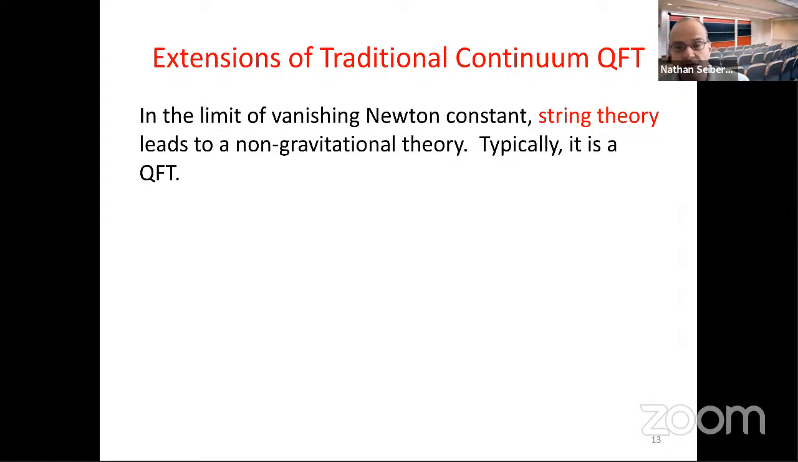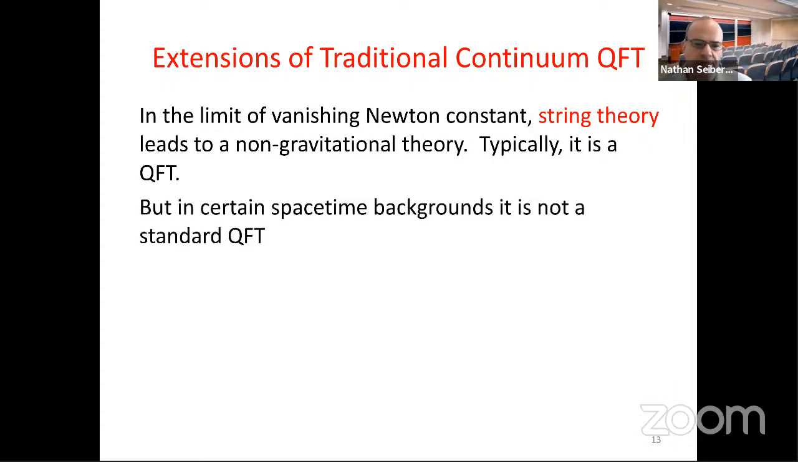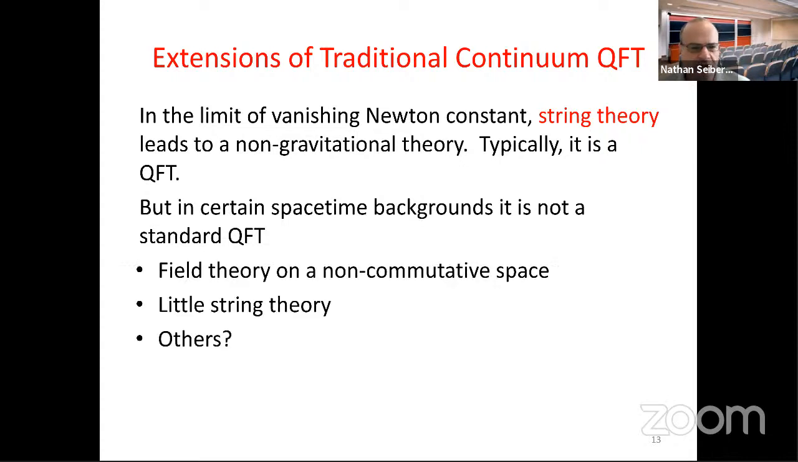I mentioned it earlier, and I said that at low energy, string theory looks like quantum field theory. And this is one of the reasons it is so exciting, because we know that nature is described by quantum field theory. However, there are certain examples, certain space-time backgrounds where this is not the case. But we can turn off Newton's constant, turn off gravity, and we end up with a theory without gravity, but it doesn't satisfy all the properties of quantum field theory. I'm not going to discuss it in detail. I just mention 2 buzzwords. One is field theory in non-commutative space. The second is known as little string theory.